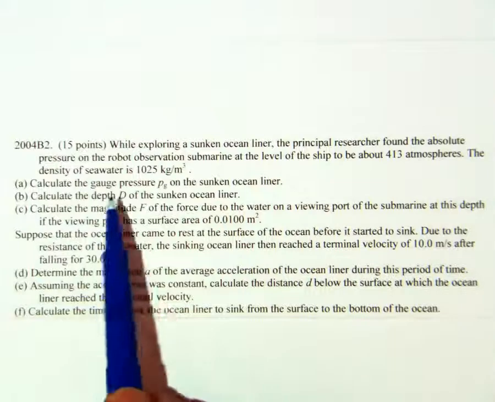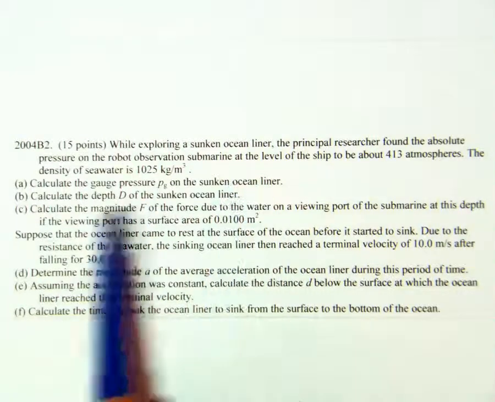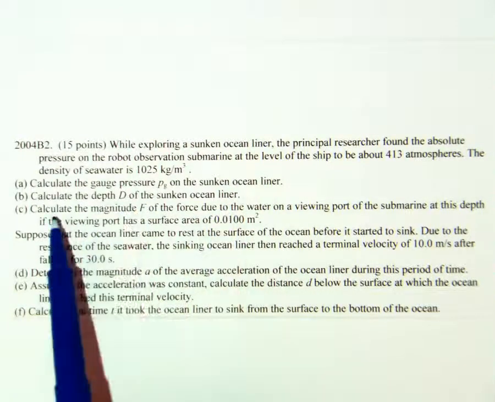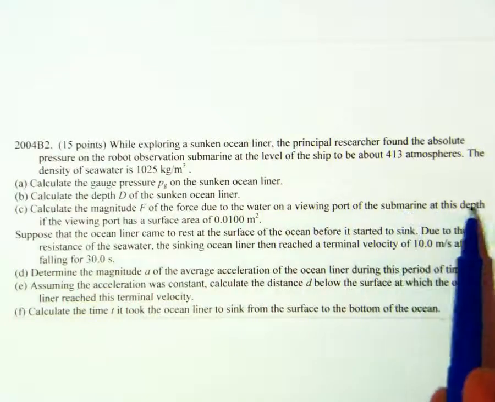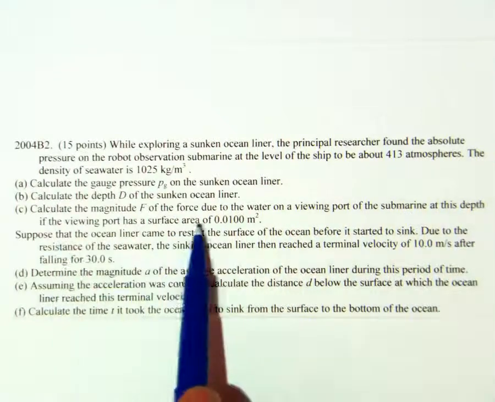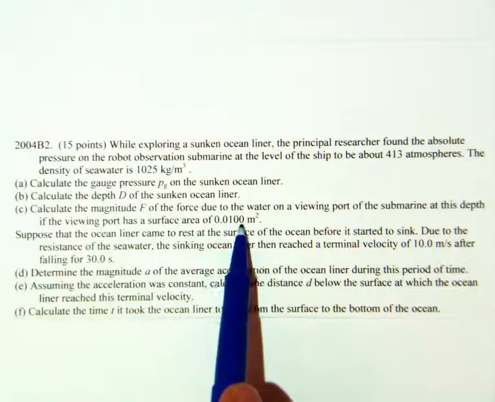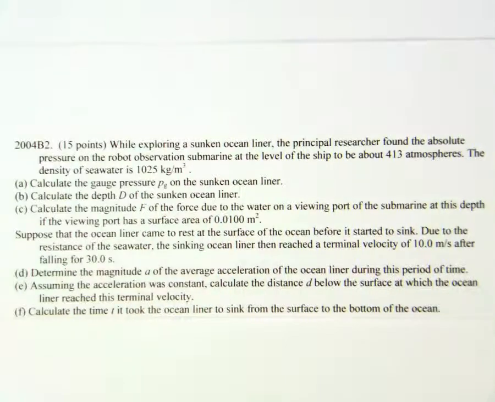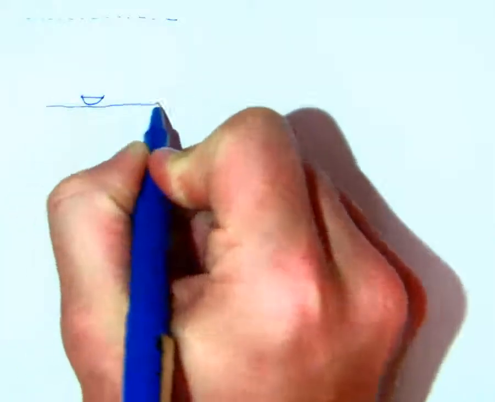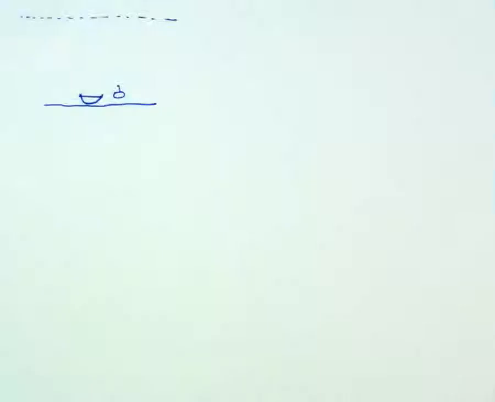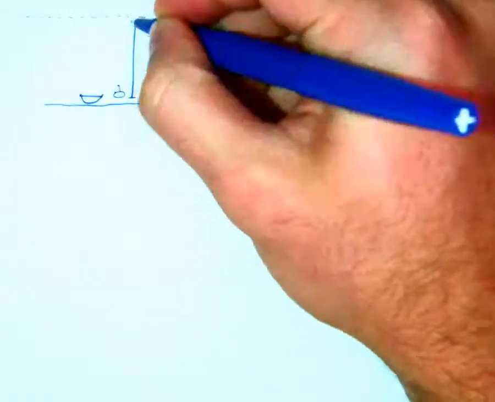So we're supposed to calculate the gauge pressure on the sunken ocean liner, the depth of the ocean liner, and the magnitude of the force due to the water on a viewing port of the submarine at this depth, if the viewing port has a surface area of 0.0100 square meters. So we've got the surface of the water, and we've got a boat sitting at a certain depth on the sea floor, and you've got the little submarine. We'll call that depth D.